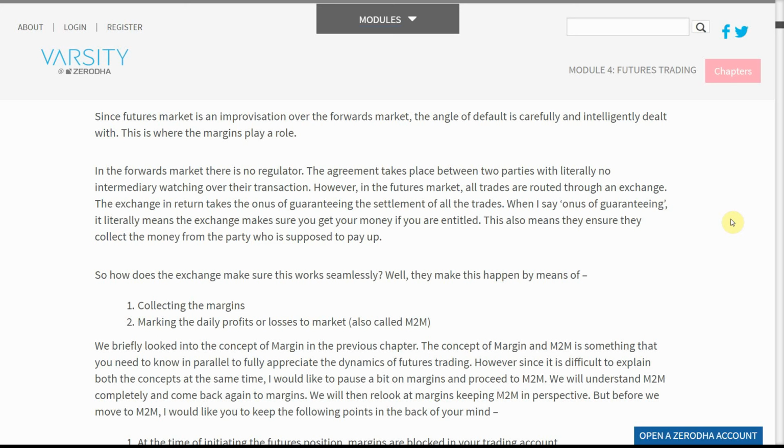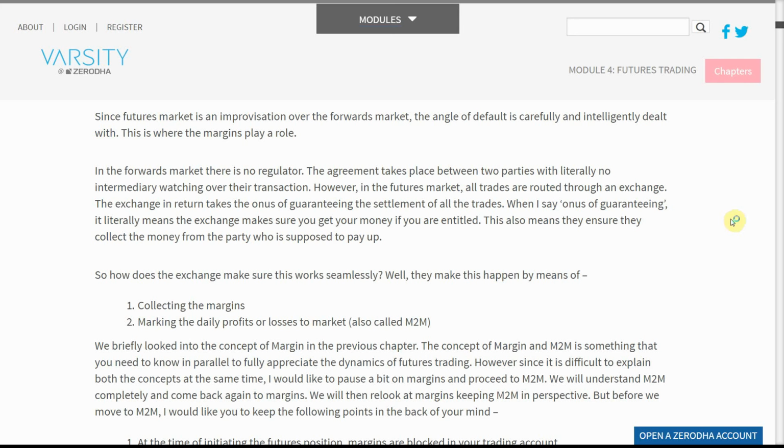In the forwards market, there is no regulator. The agreement takes place between two parties with literally no intermediary watching over their transaction. However, in the futures market, all trades are routed through an exchange. The exchange in return takes the onus of guaranteeing the settlement of all the trades. When I say onus of guaranteeing, it literally means the exchange makes sure you get your money if you are entitled. This also means they ensure they collect the money from the party who is supposed to pay up. So how does the exchange make sure this works seamlessly?